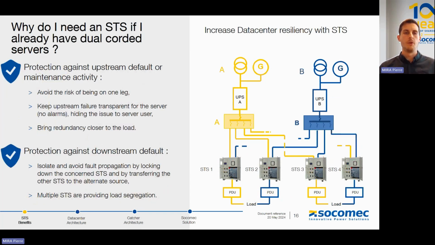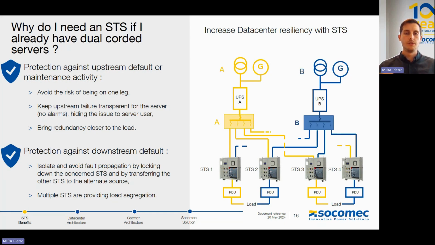A small recap on why we should use static transfer switches to protect dual corded servers. First, to protect the PDU and the load from any upstream events, avoiding the risk of one leg being transparent to any upstream protection, and bringing redundancy closer to the load. The second advantage is the islanding of every single load. Every single downstream failure will be contained by the STS because every load will be islanded from the others.